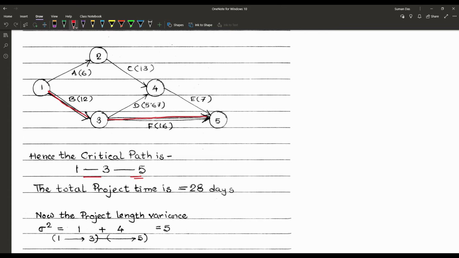So that is our critical path, 1 to 3 and 3 to 5. So what is the total project time? That is according to the 12 and 16. That means that is 12, that is 16. So the total project time is now 28.